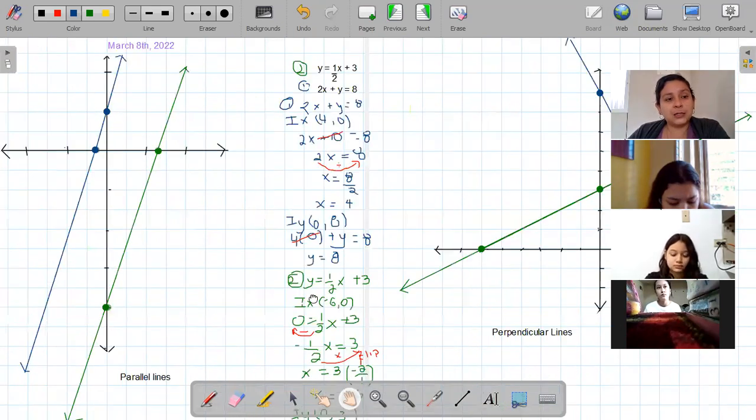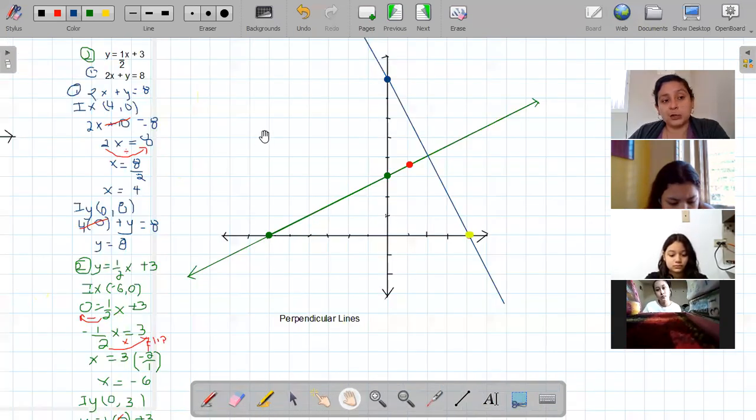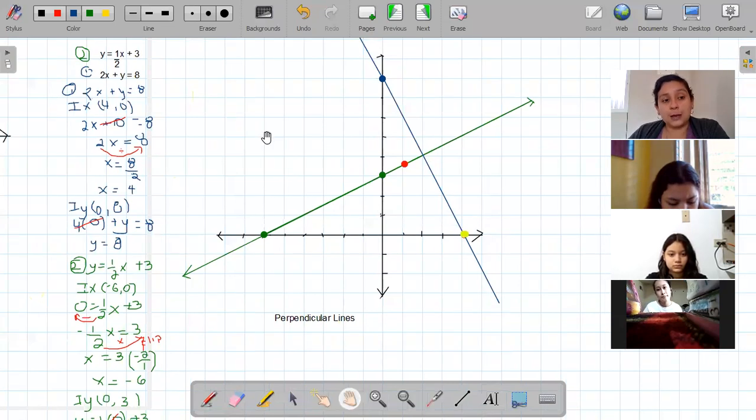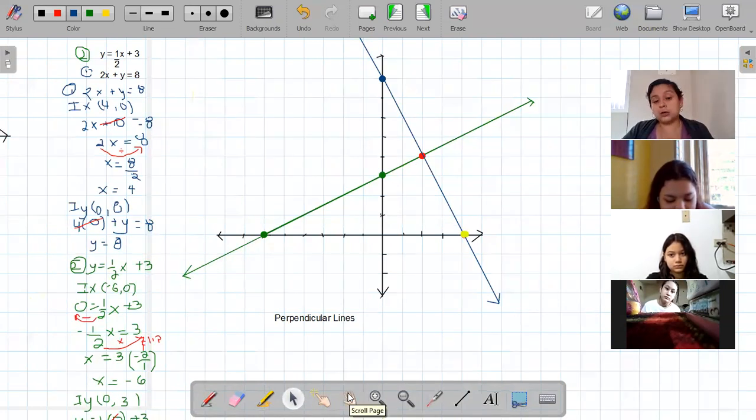Then in the second exercise, we had y = 1/2 x + 3 and 2x + y = 8. We also found the intercepts, and in this case, we found that we had perpendicular lines. So they do intersect in exactly one point, which is this point over here. They connect in that point exactly, and the two lines therefore form a 90-degree angle.